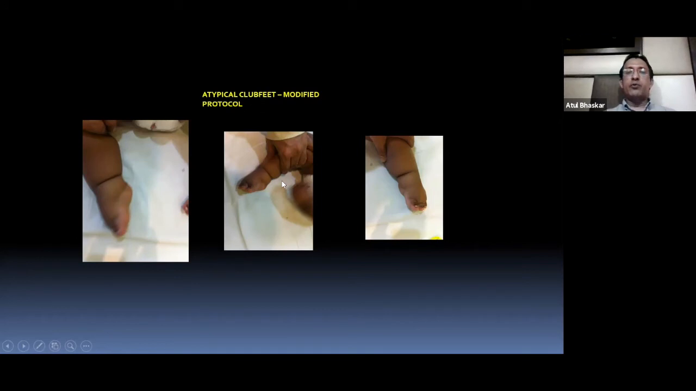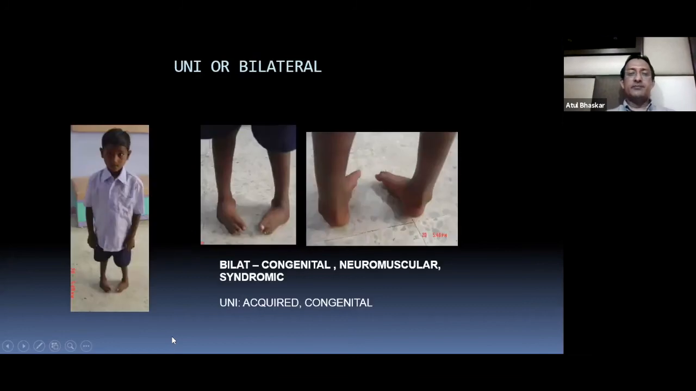It may be that you have to do an early tenotomy because cast slippage is very, very high in an atypical clubfoot. So sometimes you may do the tenotomy much earlier, in about the 3rd or 4th plaster, and then continue with the Ponseti technique so that you're able to get the foot in a better alignment.